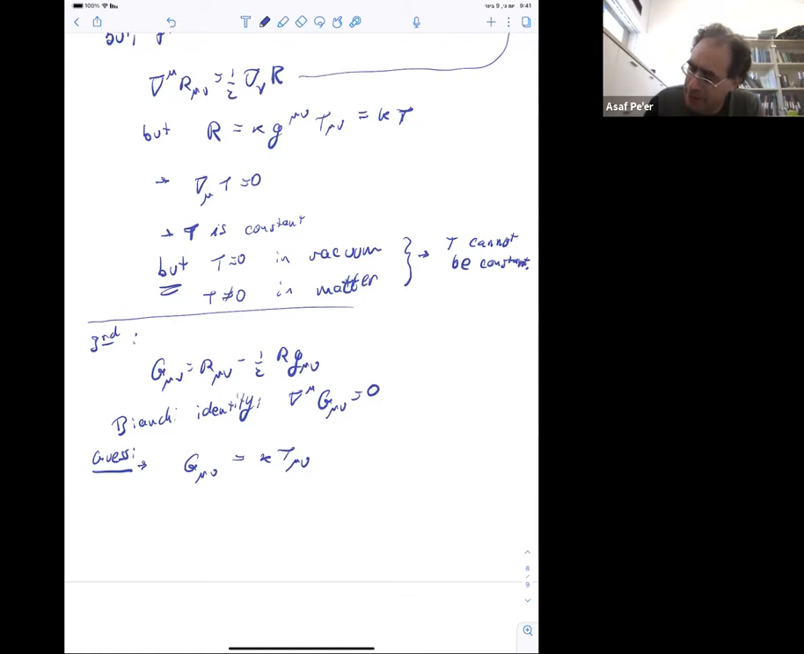Now, this equation looks quite good. We have everything we want, essentially. The right-hand side is a covariant expression of the energy and momentum density. This is a symmetric and conserved tensor. This is also a symmetric and conserved tensor.